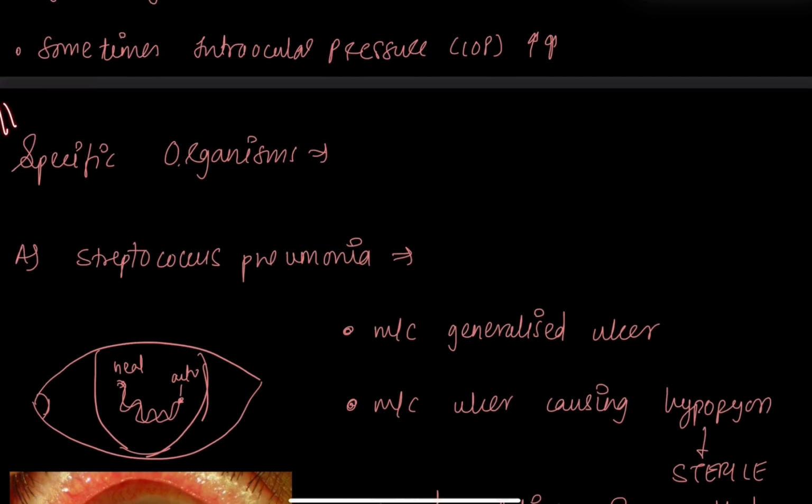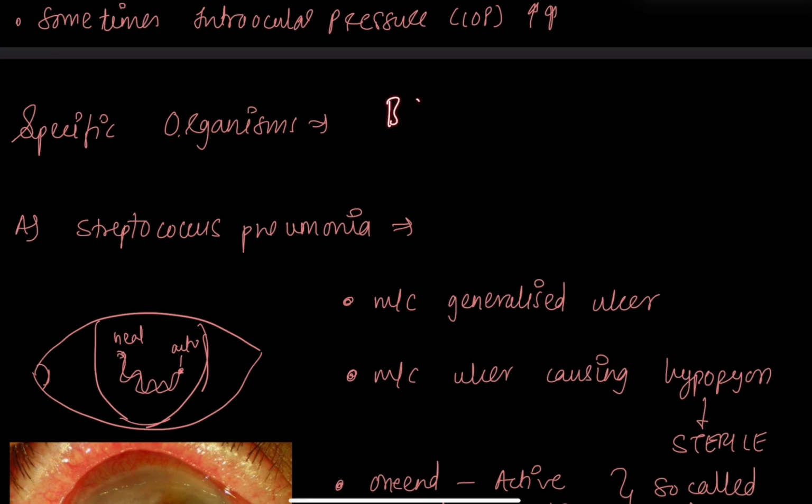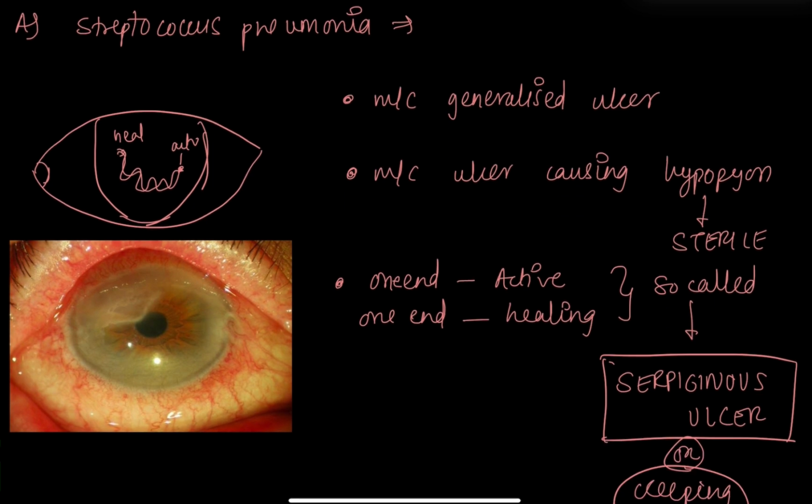Now we have to write this. This is also important. This is the organism-specific presentation of the bacterial corneal ulcer. If you just give me 3 minutes of this lecture, I will tell you how you are going to write this. See, understand it, it's very easy.